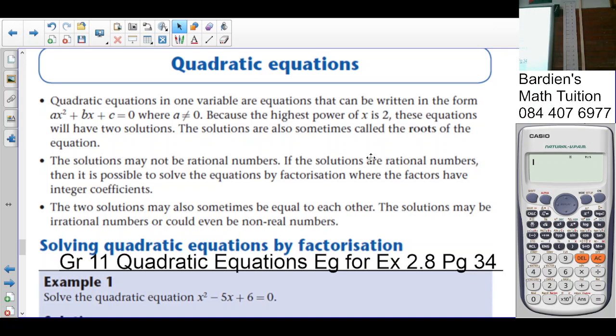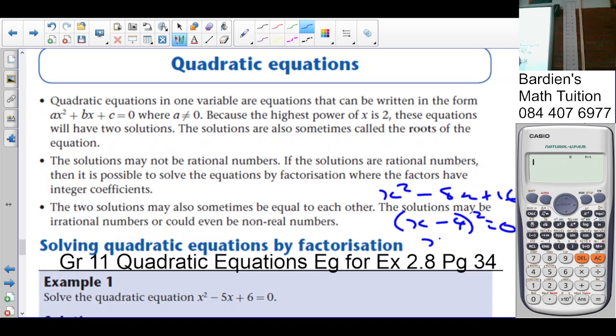Two solutions may also sometimes be equal to each other, so you will have equal solutions. Who knows when a quadratic equation will have equal solutions? It's a perfect square trinomial. So if you have x squared minus 8x plus 16, if you factorize that, that will give you x minus 4 squared, and then x is equal to 4. The two roots are equal. That was x minus 4 times x minus 4, so we don't write x is equal to 4 and x is equal to 4 twice. That's when they're talking about two solutions being equal to each other.